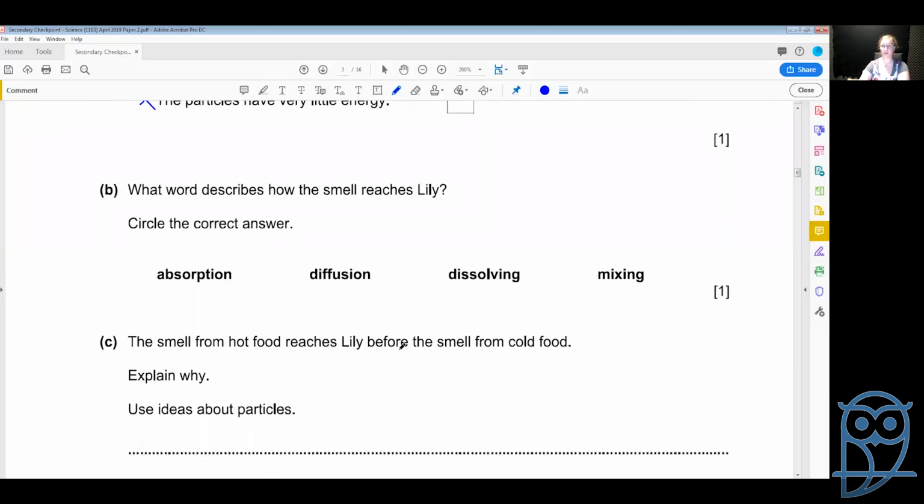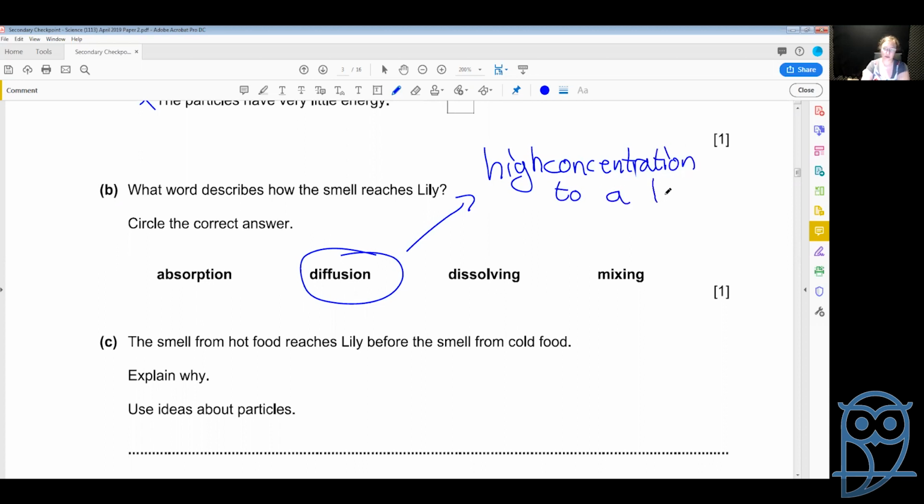So what word describes how the smell reaches Lily? Circle the correct answer. Absorption, diffusion, dissolving, and mixing. Our correct answer here is diffusion. Diffusion, the definition is when gases move from a high concentration to a low concentration. Okay.